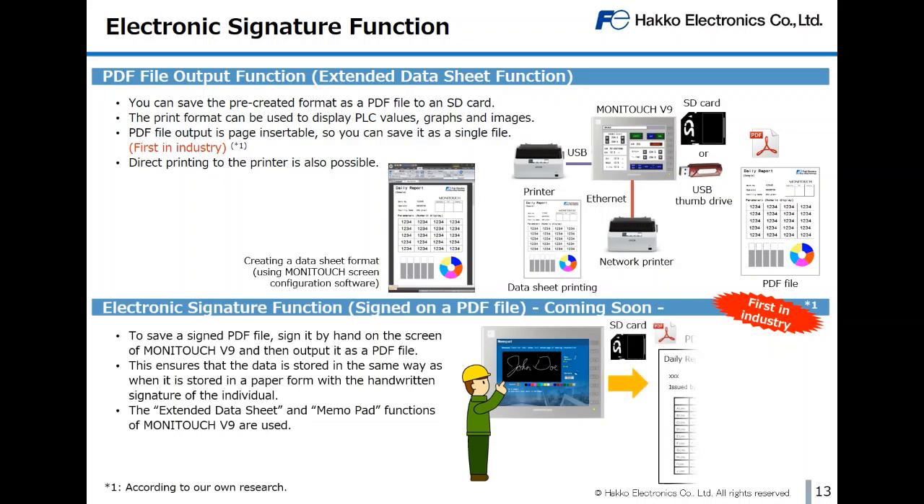This insert option is the industry's first function. Regarding the electronic signature, the administrator can sign on the V9 and save it in PDF file by combining the memo pad function and the extended data sheet. This is also the industry's first function. This is under development, but it will be supported within this year.